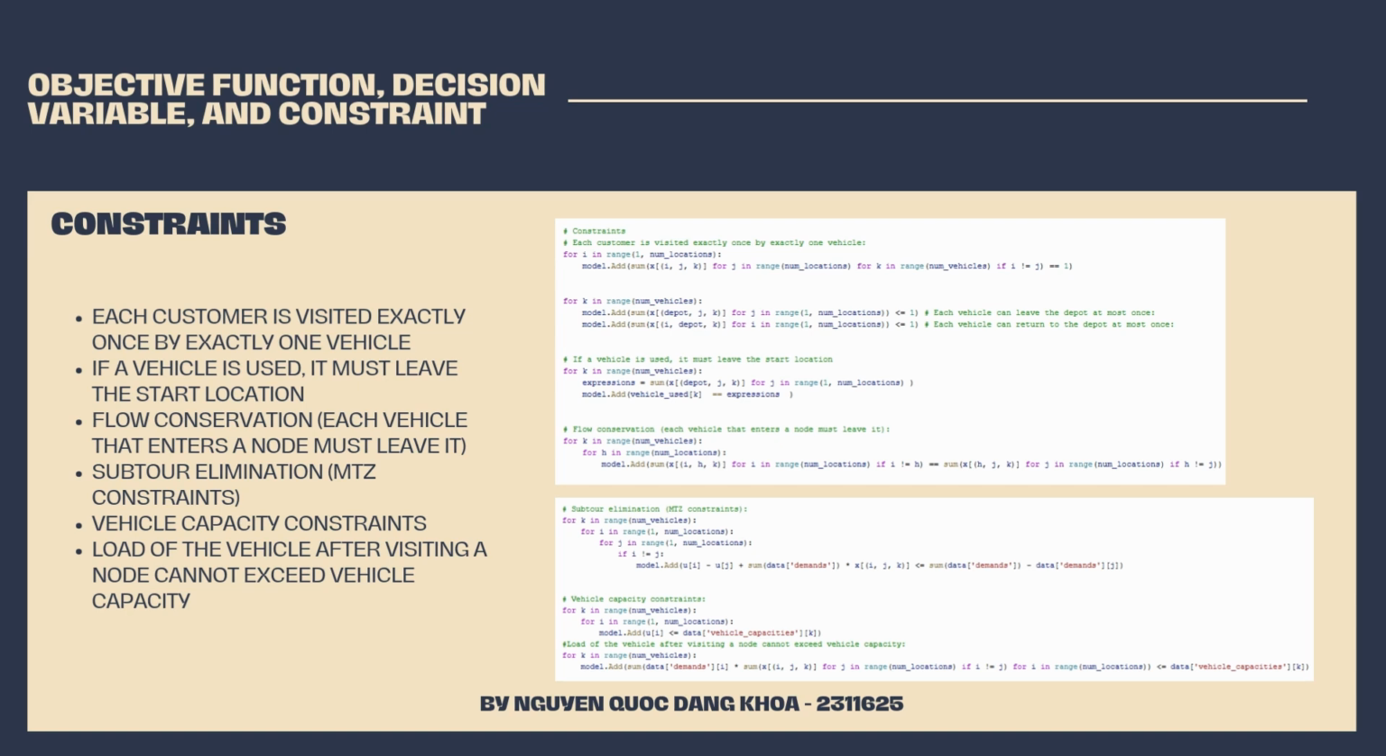The sixth one is the vehicle capacity constraint. It ensures that the total load carried by each vehicle must not exceed its capacity. The seventh one is the demand handling constraint. The cumulative load u at each location must respect the demand and the vehicle capacity. And the last constraint is the depot load constraint, which sets the depot load to 0. This ensures that no demand is assigned to the depot itself.